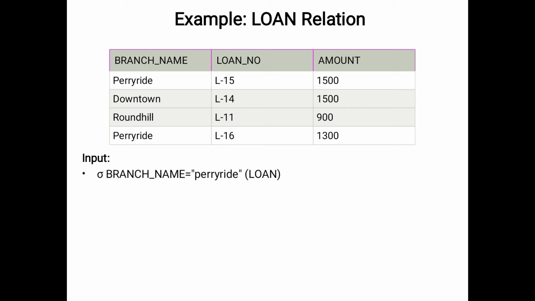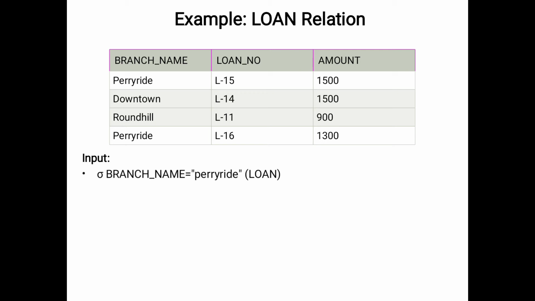From this information we will retrieve only our aim. Here, what is our aim? What is the information related to the Periride branch name? In that point of view, at the time of SQL we will write: select * from loan where branch name is equal to Periride.